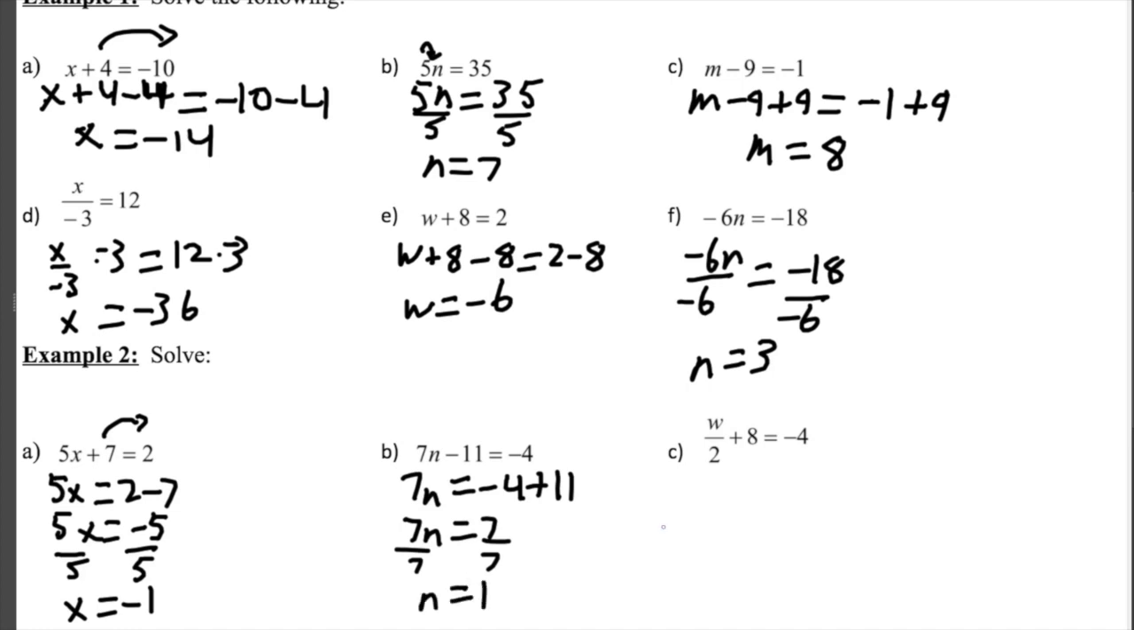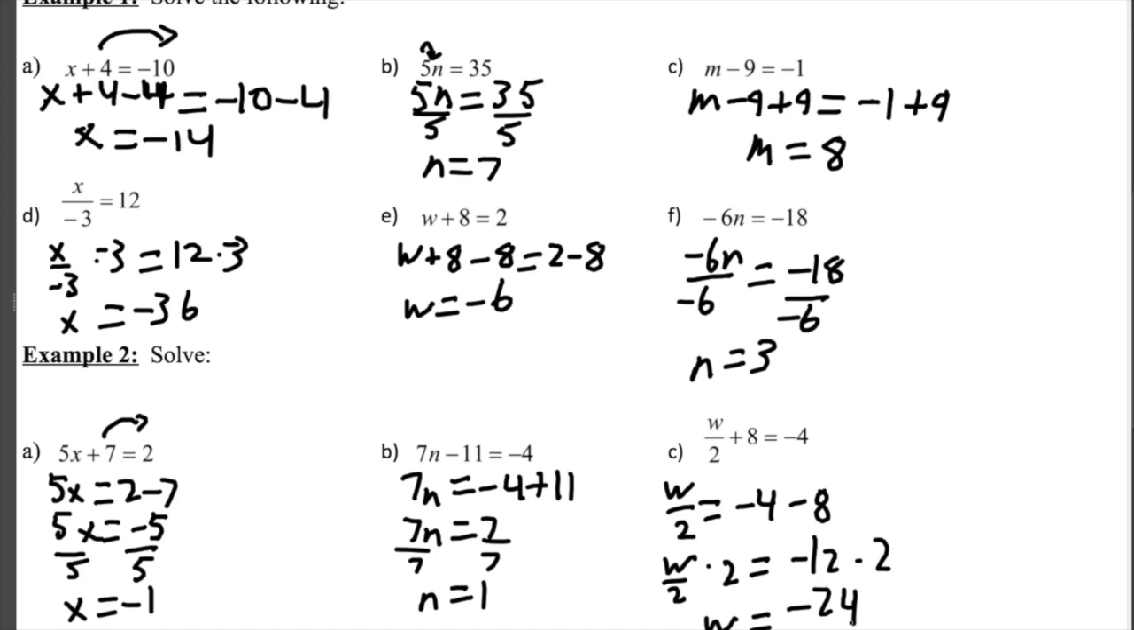For c, we have w over 2. We're going to bring the 8 over to the other side. It'll become the opposite operation. So instead of positive 8, it'll be negative 8. W over 2 is going to multiply by 2. And on this side, we have negative 12 multiplied by 2. The 2's will cancel out. And then we have minus 24.